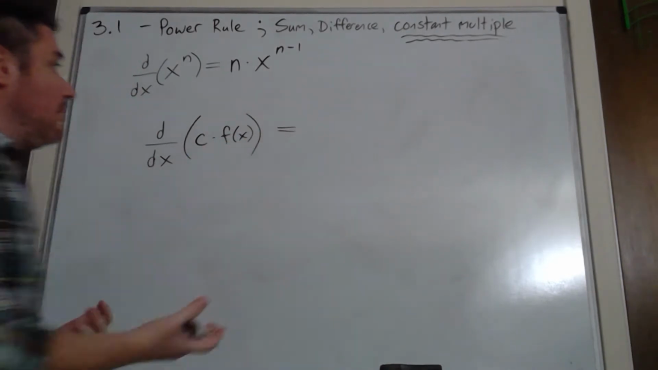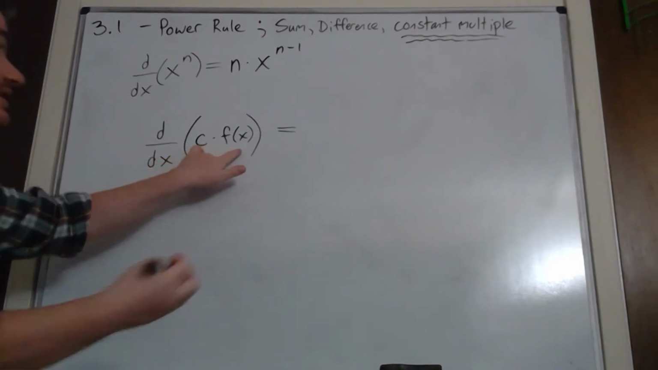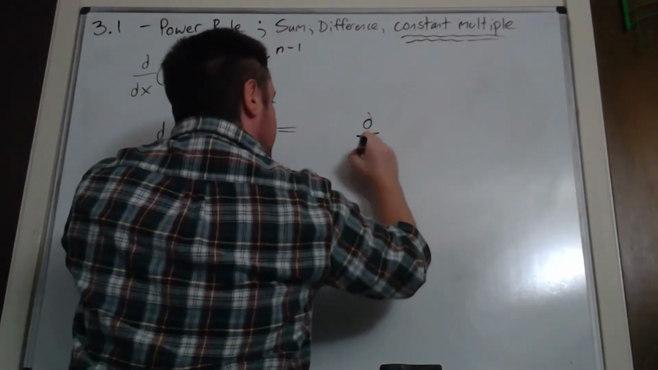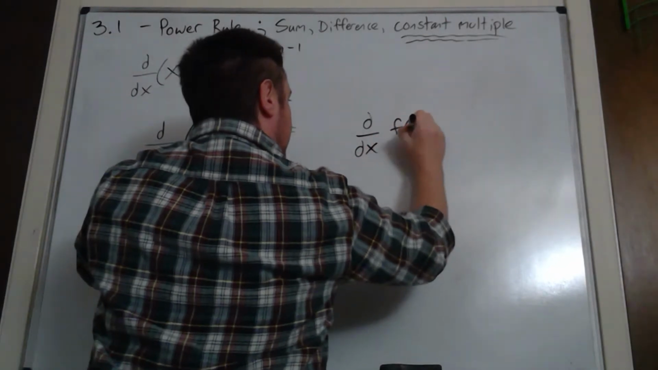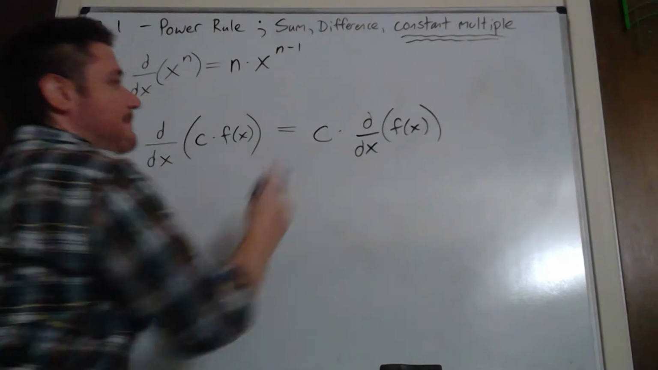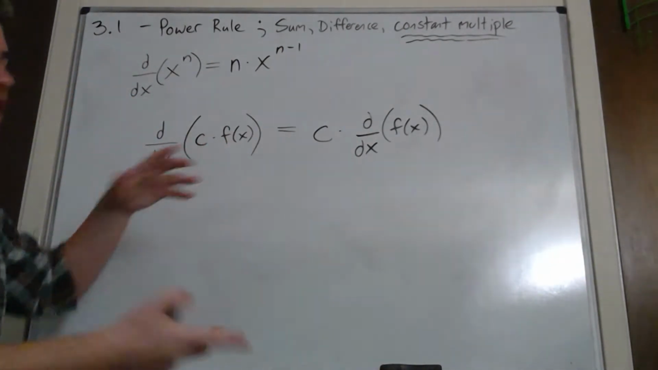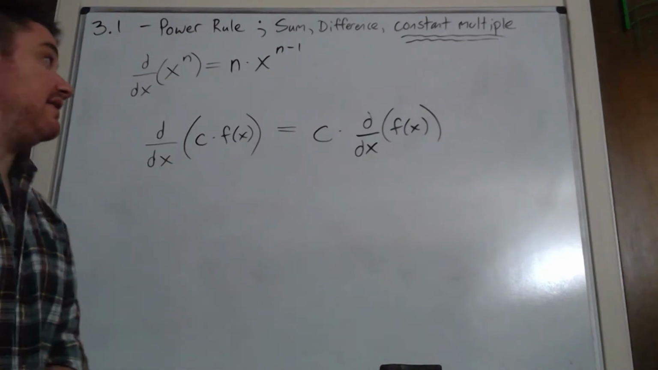And this is a nice rule. It basically says if I want to do the derivative of a constant times some function, then let's just do the derivative of the function, right? So I'm just going to take the derivative of the function and then multiply the constant by that derivative. Another way to say that is that the constant comes through the derivative process. That's the way I like to think about that.